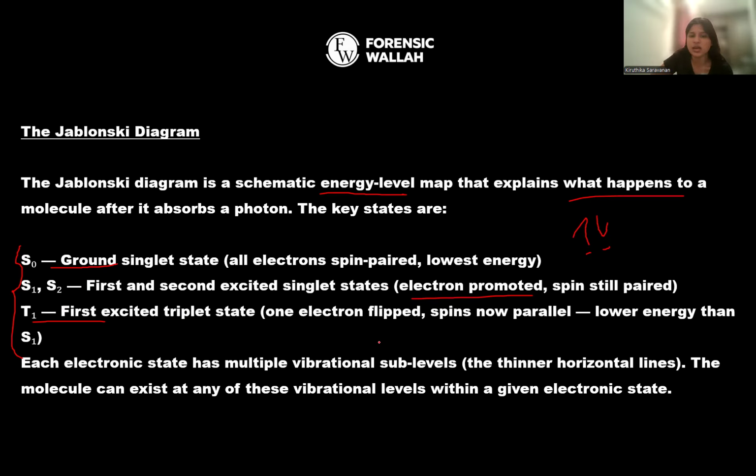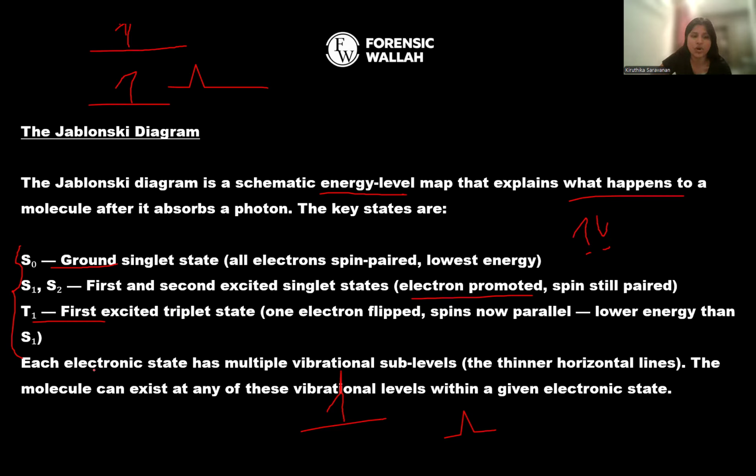Here the electrons are now flipped. One electron will be in one direction and the other will also be in the same direction, because one electron got flipped. This T1, the first excited triplet state, has lower energy compared to S1, the first excited singlet state. So S0 to S1 to S2 and then it goes to T1. T1 is where one electron of the pair gets flipped, so the spins are now in a parallel direction.